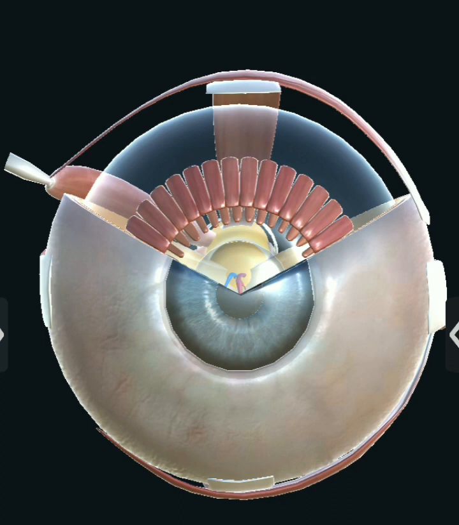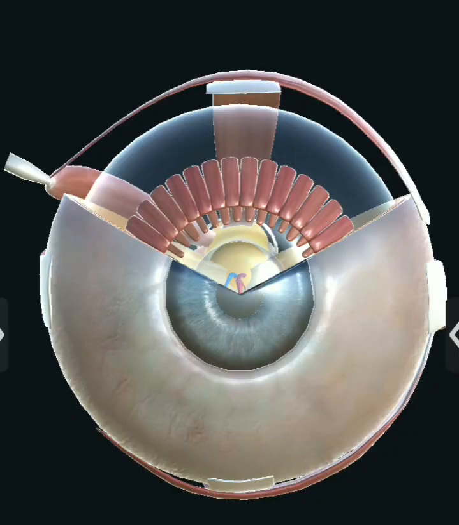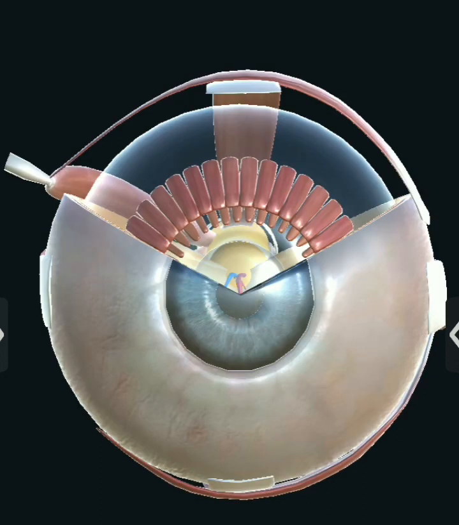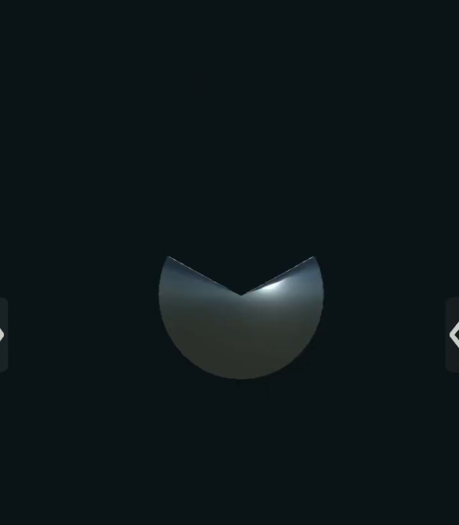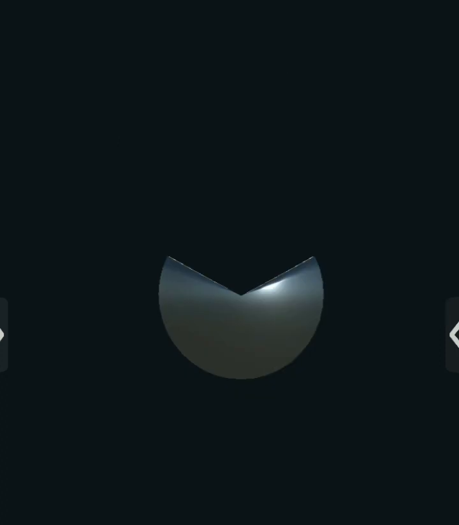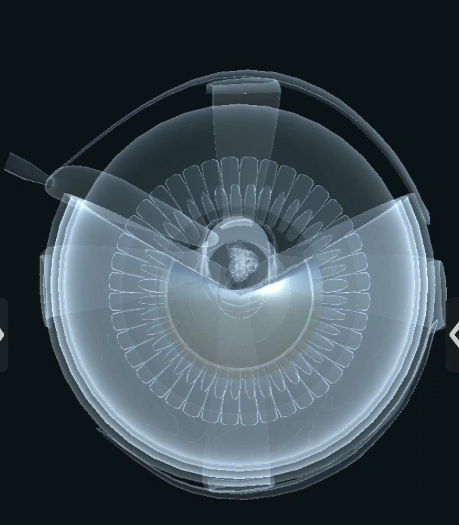In the center of the sclera, we have the transparent front part of the eye that covers the iris, pupil, and anterior chamber, which is called the cornea. The cornea, with the anterior chamber and lens, reflects light. In humans, the refractive power of the cornea is approximately 43 diopters.